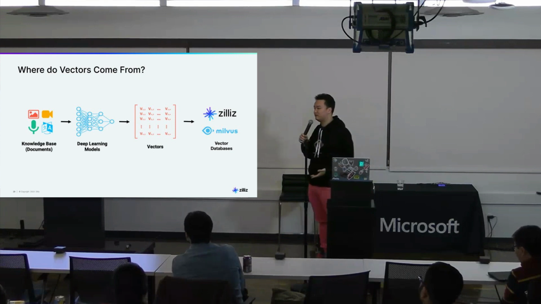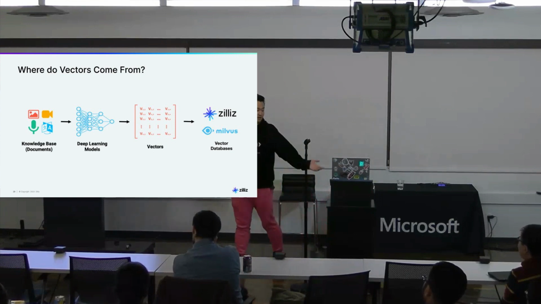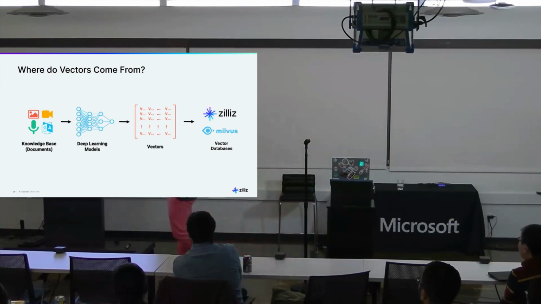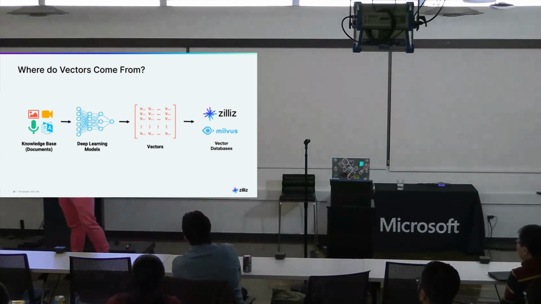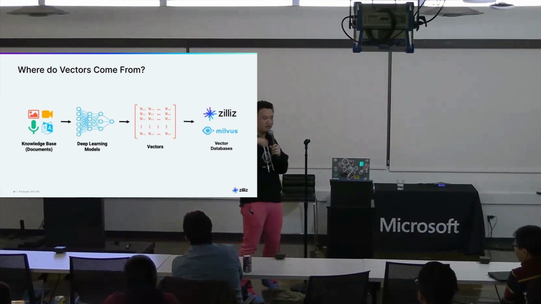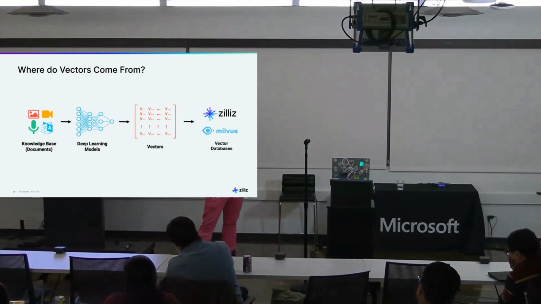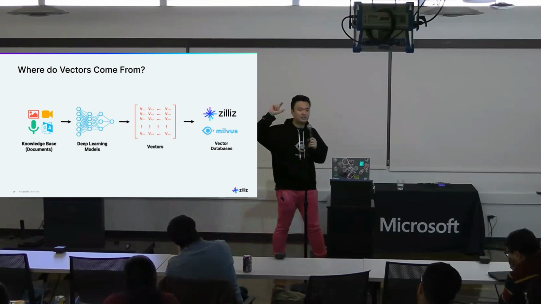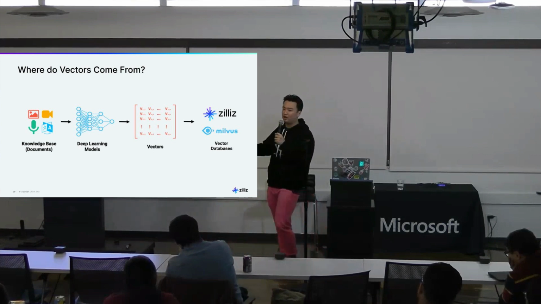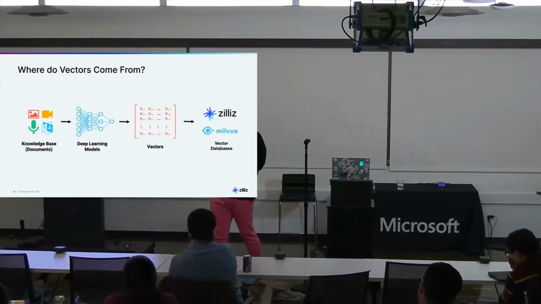So where do vectors come from? What the hell is a vector embedding? You start with your knowledge base. You have some set of images, videos, text, audio, whatever it is that you are working with, and you have a deep learning model. And your deep learning model, this is very important as well, has to be a model that is trained on the type of data that you're embedding, okay?